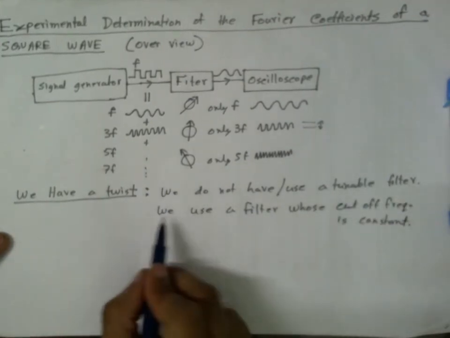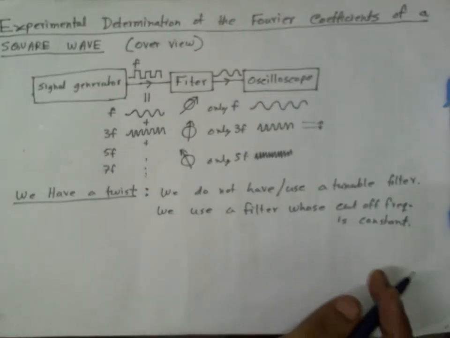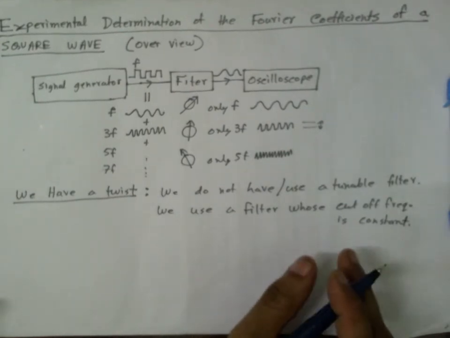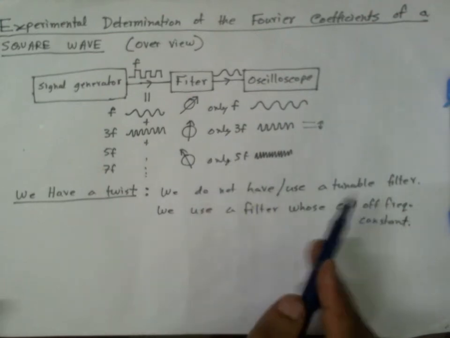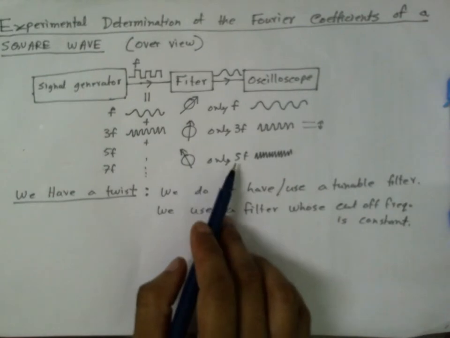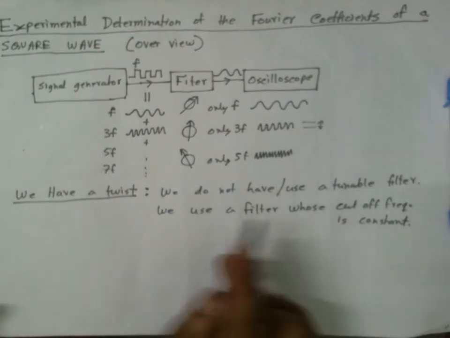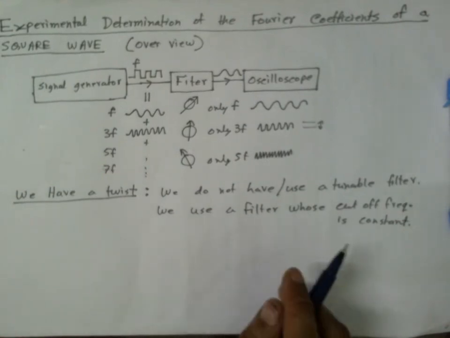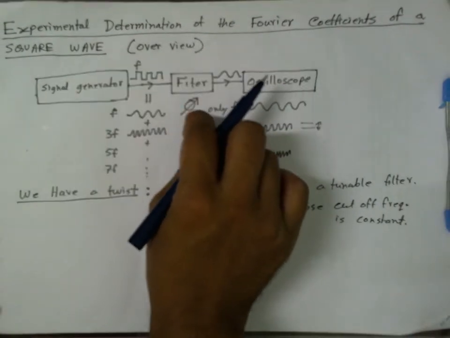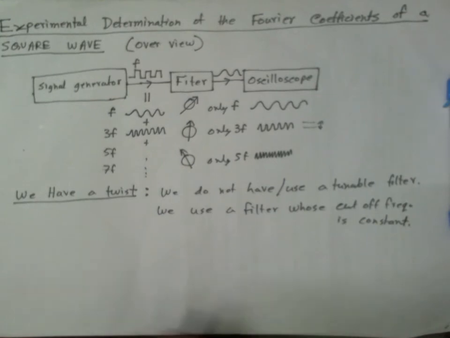So this filter can, for example, pass only 15 kilohertz, but that value cannot be adjusted and changed to something like 45 kilohertz or 75 kilohertz. That's not possible. So we cannot change this filter's cutoff frequency or passband frequency. So what's the solution?